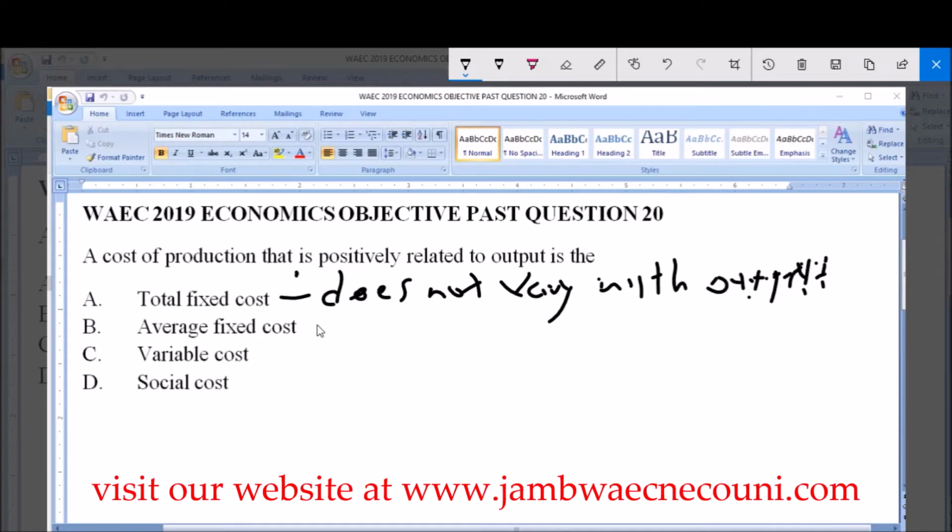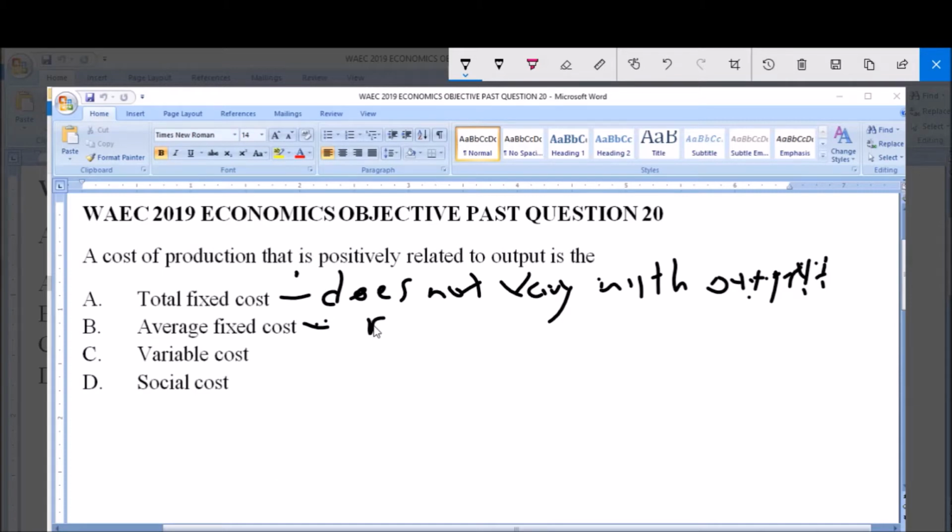Then for average fixed cost, it is basically a fixed cost divided by quantity. So that is the average fixed cost.